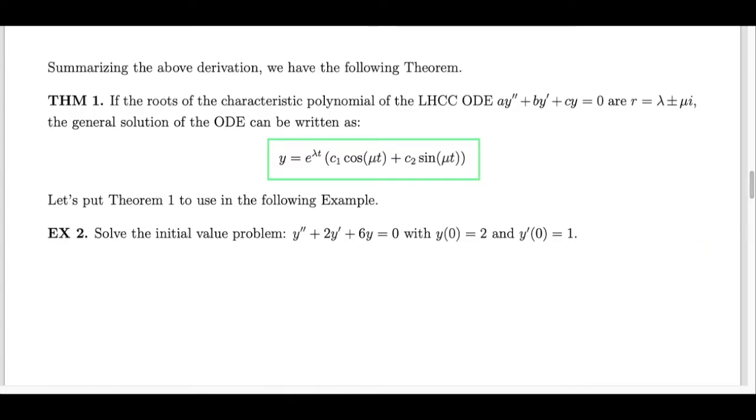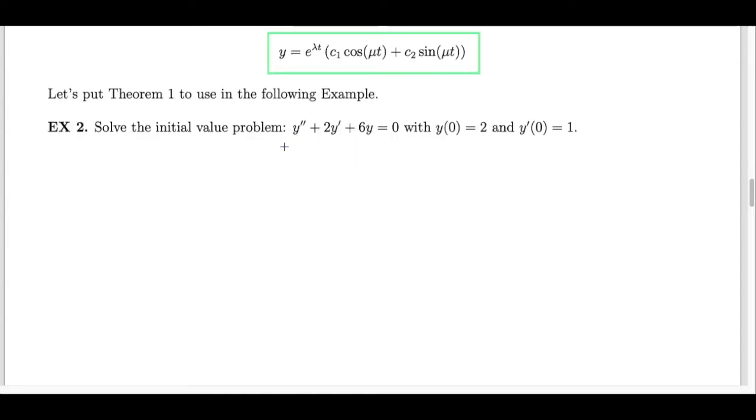Let's demonstrate that with example 2. In example 2, we're given a new differential equation here. It is LHCC. It's linear homogeneous because the right-hand side is 0 and the coefficients on the left are constants. So as with the previous example, I can translate this directly to the associated characteristic polynomial. And if possible, I'll try to factor this characteristic polynomial. In this case, it doesn't look like it will, so I'll utilize the quadratic formula.